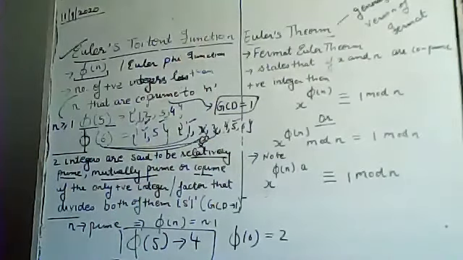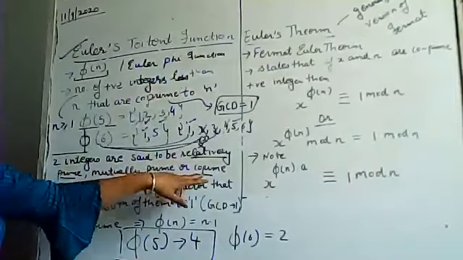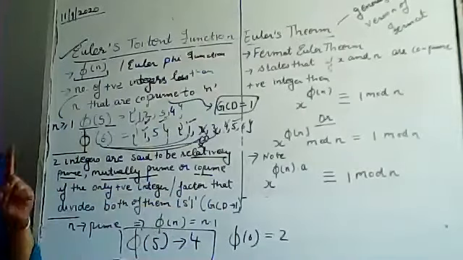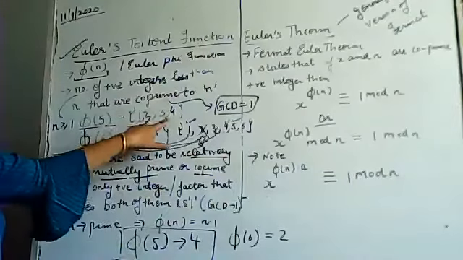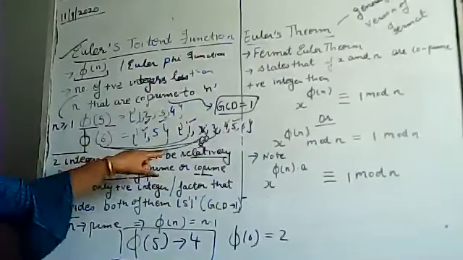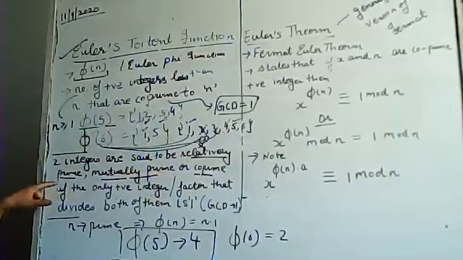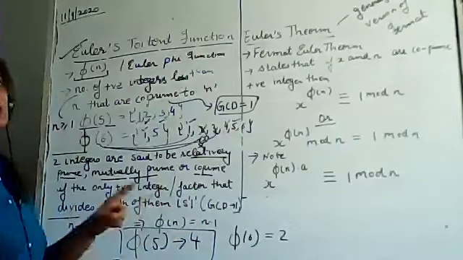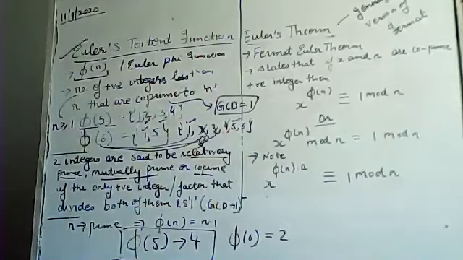Clear? So if the only positive integer factor that divides both of them is 1, this is how we can represent it. Two integers are said to be relatively prime, mutually prime, or co-prime if the only positive integer factor that divides both of them is 1. So this is how we can identify co-prime, relatively prime, or mutually prime numbers.